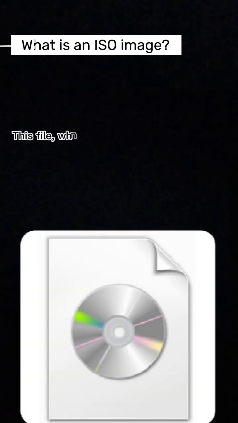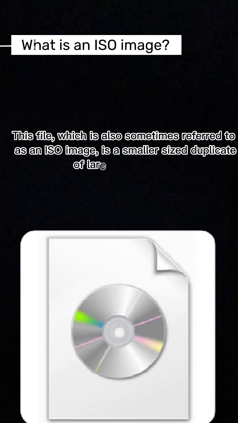What is an ISO image? An ISO file is an exact copy of an entire optical disc such as a CD, DVD, or Blu-ray, archived into a single file. This file, which is also sometimes referred to as an ISO image, is a smaller size duplicate of large sets of data.